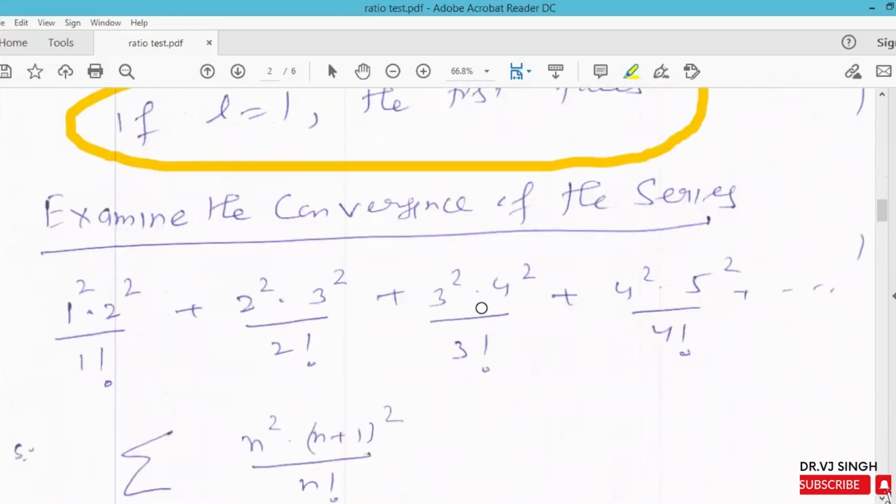Suppose now this is the question. अब ध्यान से सुनना सभी लोग. Suppose examine the convergence of series. There is nothing written like which test. It may be comparison test, may be p test, may be root test.